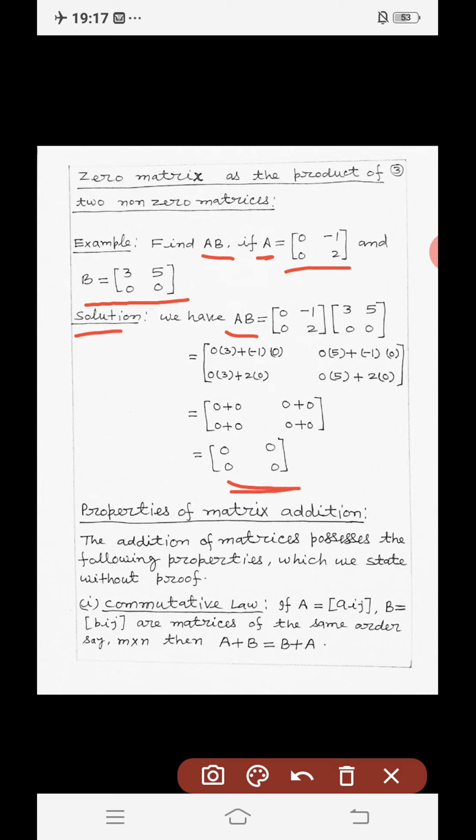Thus, if the product of two matrices is a zero matrix, it is not necessary that one of the matrices is a zero matrix.